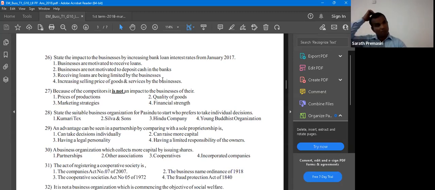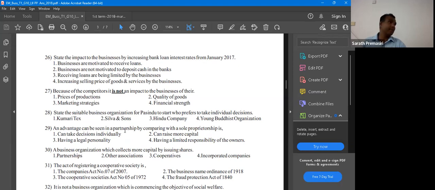Next one. 29. An advantage can be seen in the partnership by comparing with the sole proprietorship. We discussed business organizations, various types of business organizations based on sector: private sector and public sector. Private sector business types are sole trader business, partnership, incorporated companies, cooperative societies and associations.